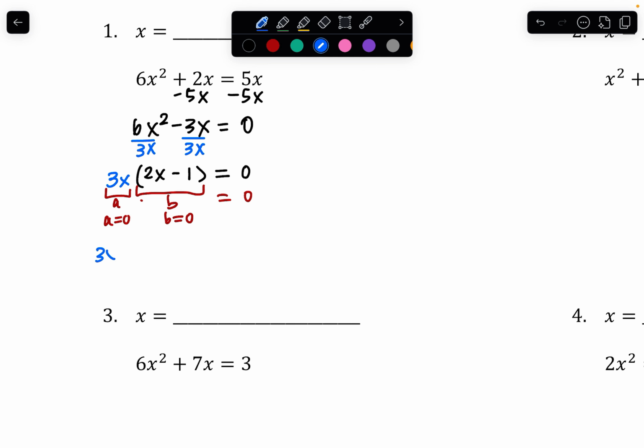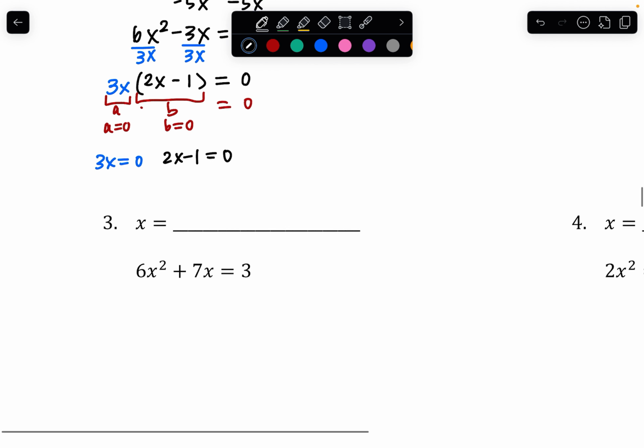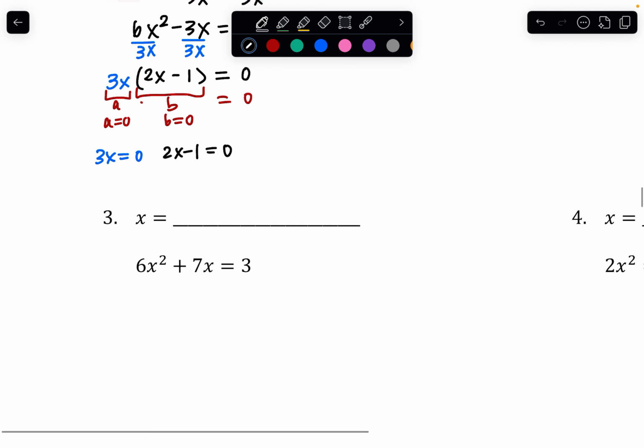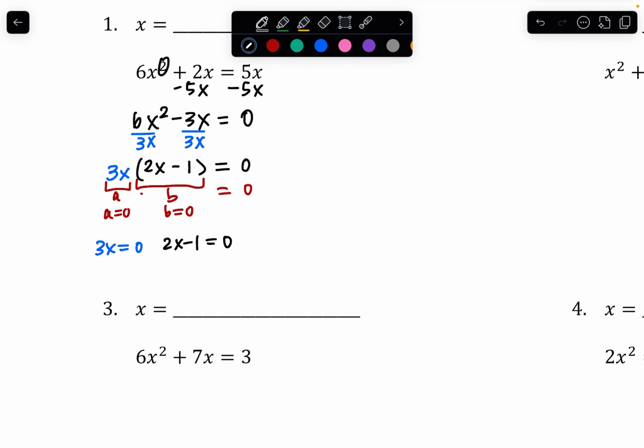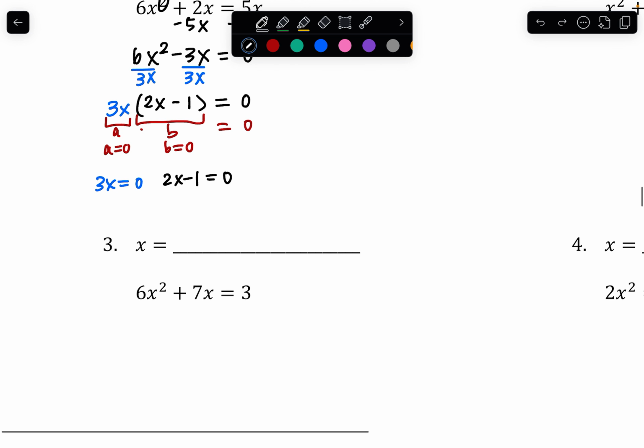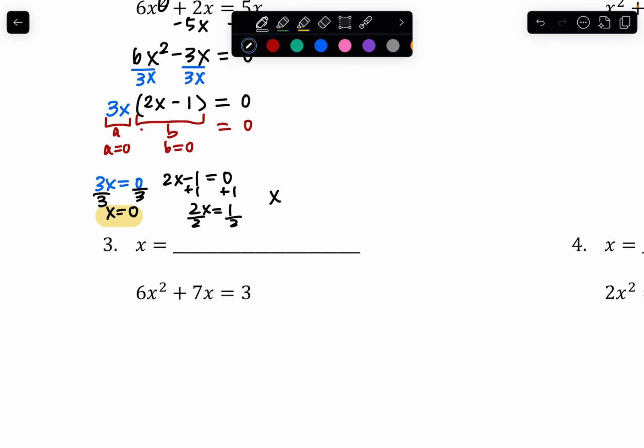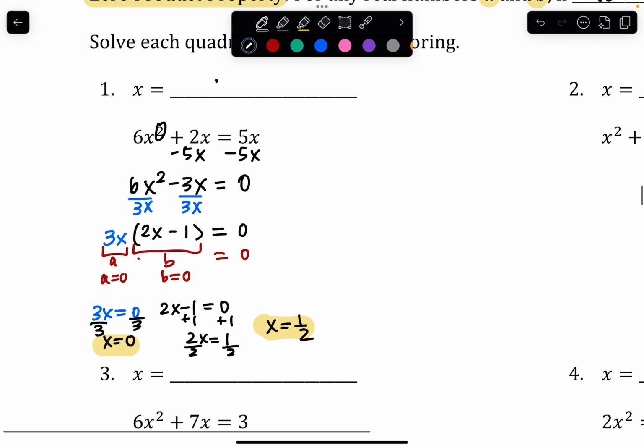In this case, A is 3x. In the other case, B is 2x minus 1. Okay, so we just set both factors equal to 0 and then solve the two linear equations. So we factor quadratics into two linear equations and set each one equal to 0. Okay, and so divide the first one by 3, we get x equals 0. That's one of our solutions. Over here, we have to add 1 first and then divide by 2. So x equals 1/2. Okay, so our solutions are 0 and 1/2.